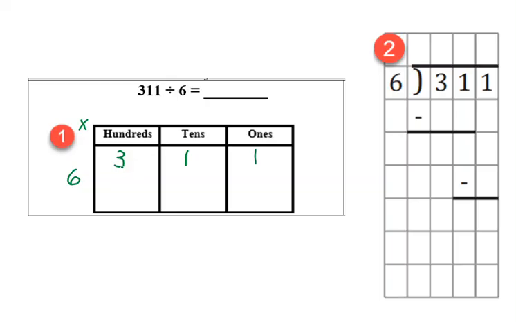6 goes into 3 how many times? You have a car. It has 3 seats. How many groups of 6 people can you fit into your car? Right, 0. Okay? Now we're going to take that 0 and we're going to multiply it. 0 times 6 equals 0. Now we're going to subtract. 3 take away 0 leaves us with 3.